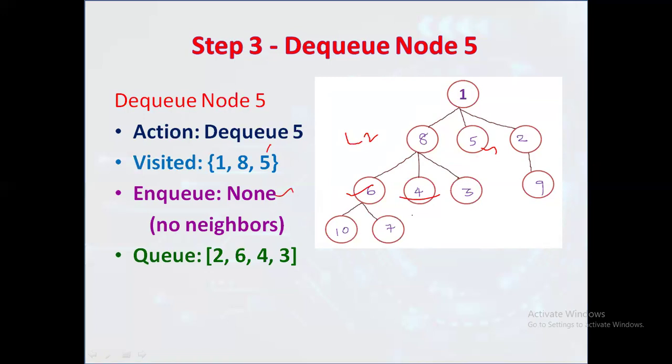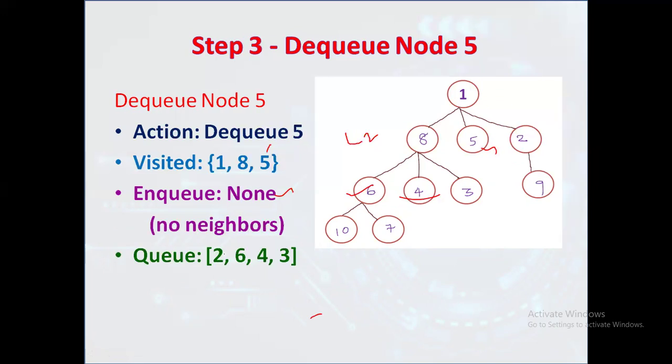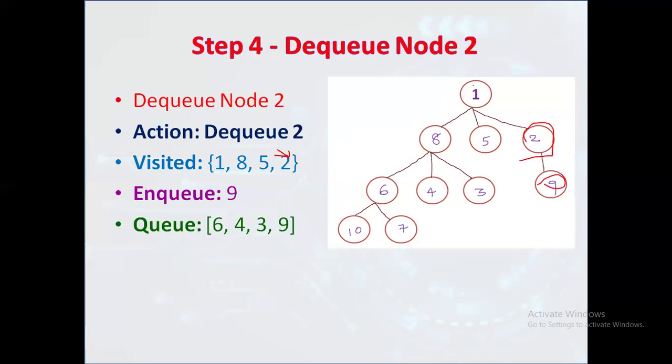Why? Because there is no neighbor. So what is the value available in the queue? 2 6 4 3 will be available in the queue. Next, what is the next step to be followed? Next we have to dequeue this 2. Once you are dequeuing, this value should be put into the visited node. Then what is the neighbor for this 2? 9 is the neighbor, so we have to enqueue it. In the next step, we have to dequeue the value 2, and we have to enqueue 6 4 and then 9. So this we have done.